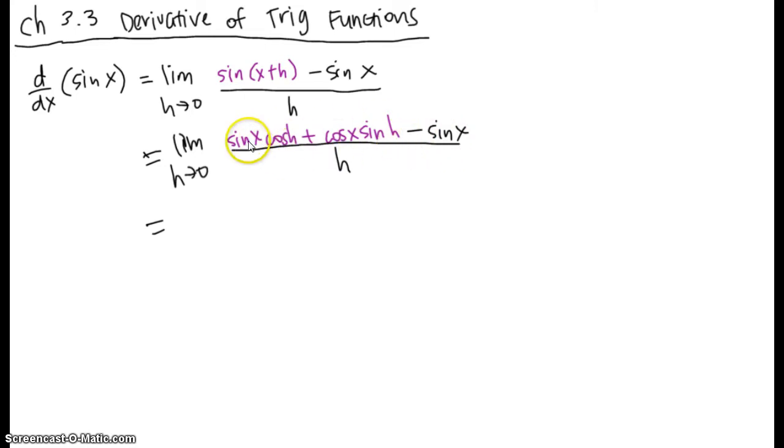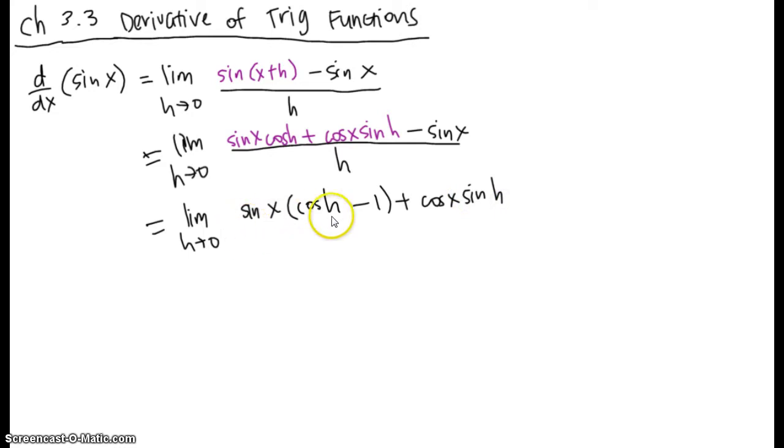Well, looking at this, I see that there's a sine x here and a sine x here. So I'm going to try to factor out that sine x from the first and third term. If I have a sine x left on the inside, I'm left with cosine h minus 1. And then, of course, I have this middle term here, cosine x sine h. And this is all over the term h.